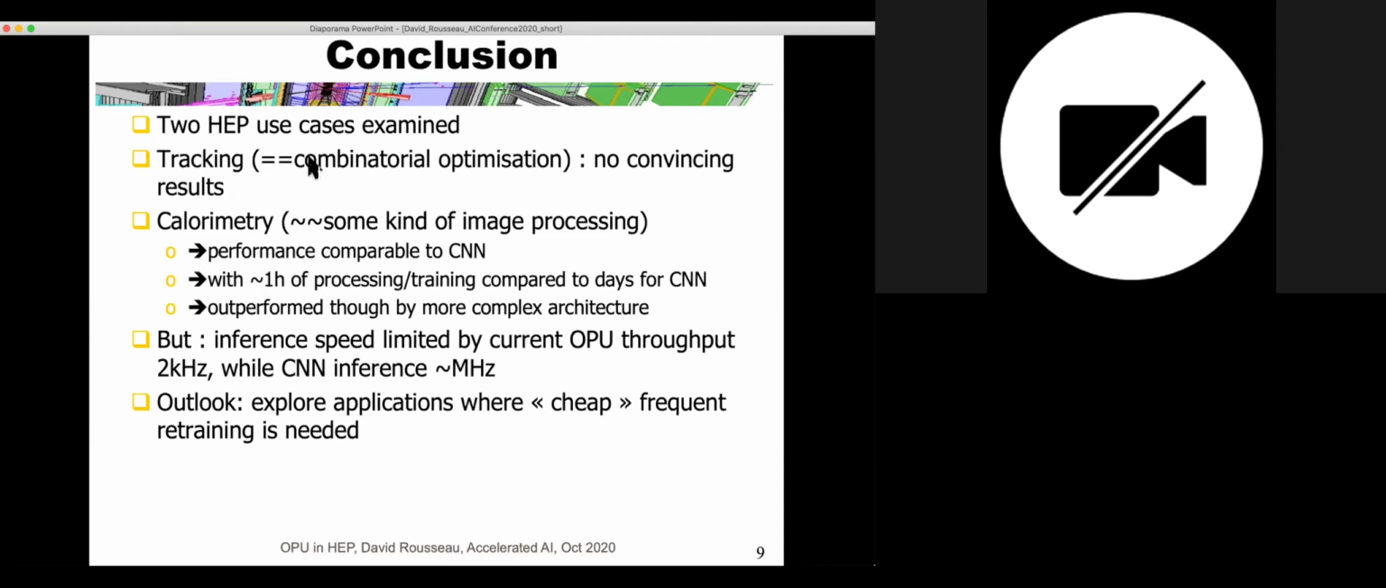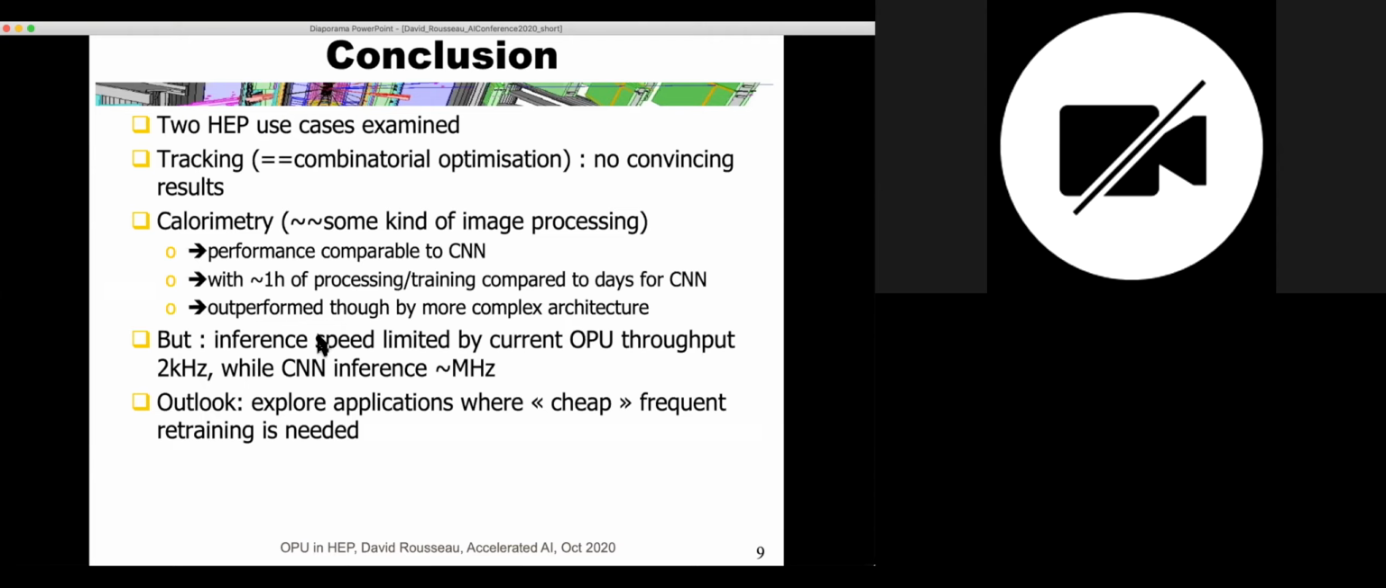So tracking didn't deal with it. It's okay, no convincing results. Calorimetry, which is some kind of image processing, has performance in terms of AUC comparable to CNN. With 1 hour of processing and training, it's quite fast compared to the CNN mentioned in this paper, which required hours or days of training. Although it's outperformed by more complex architectures.